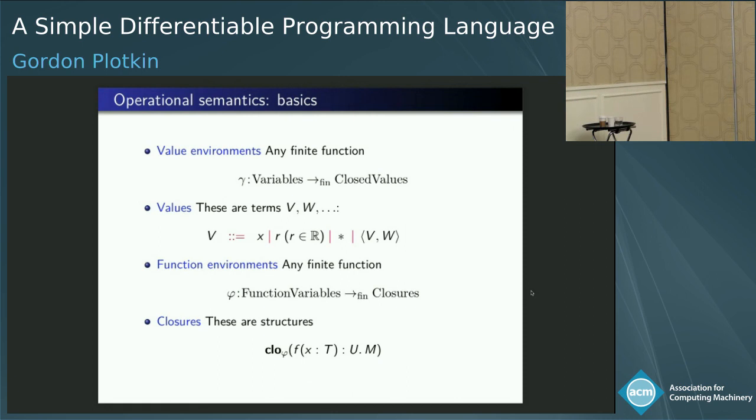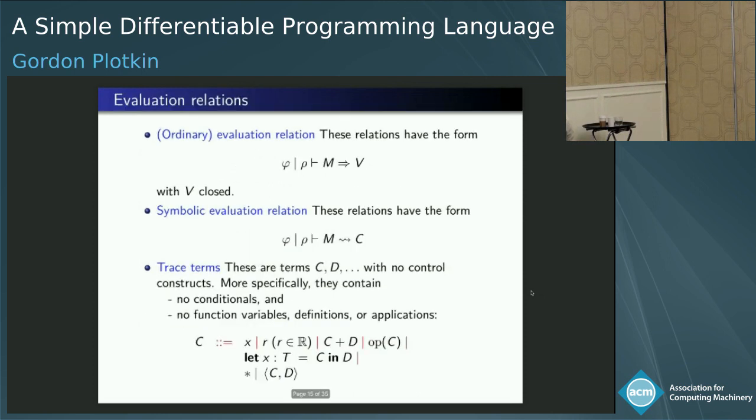Okay, so here's the operational semantics. We allow variables in values. That's the difference from the usual thing. And because we allow variables in values, we're going to have to do everything relative to environment when we're doing the symbolic stuff. So I just uniformly make everything relative to environment everywhere. And I won't bother about closures.